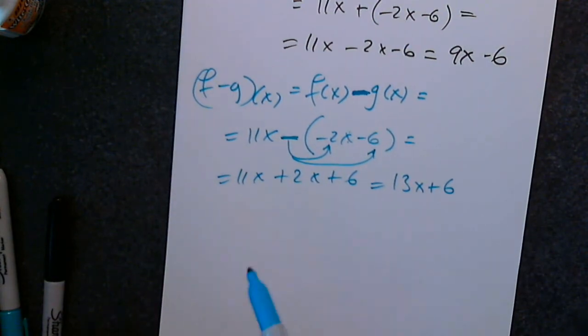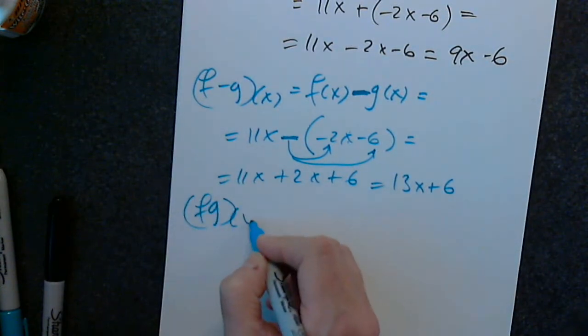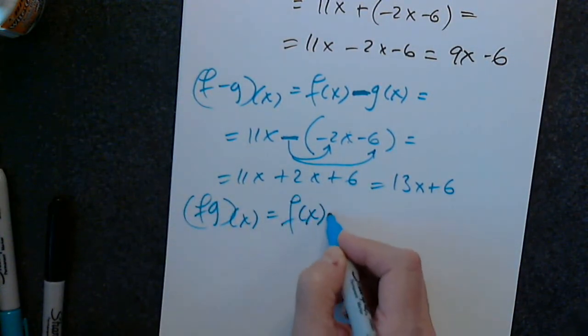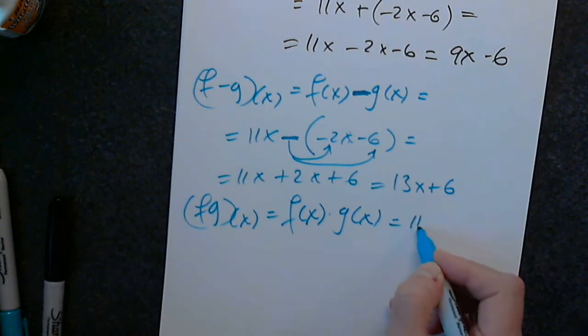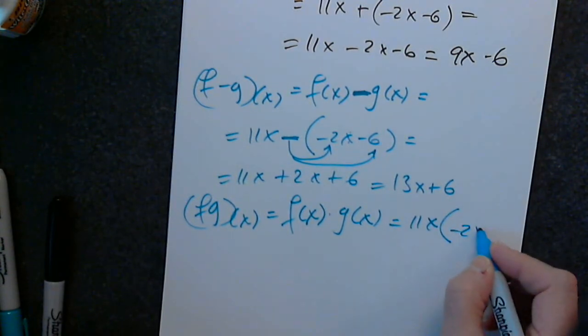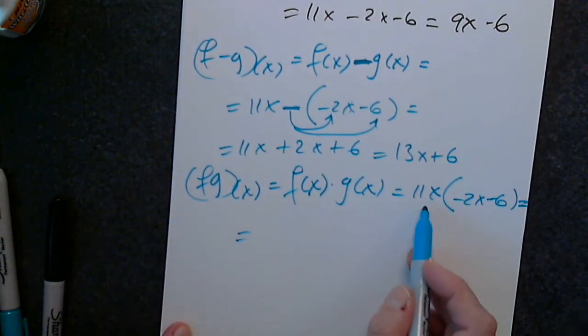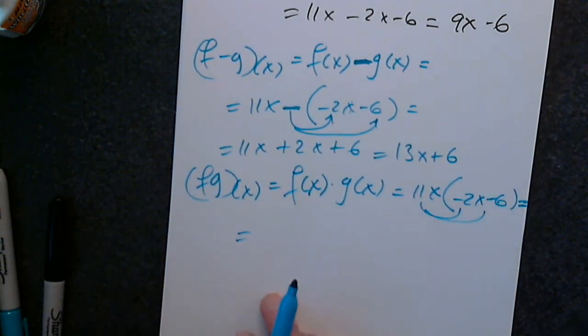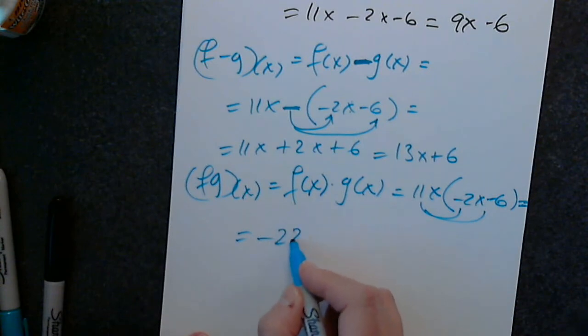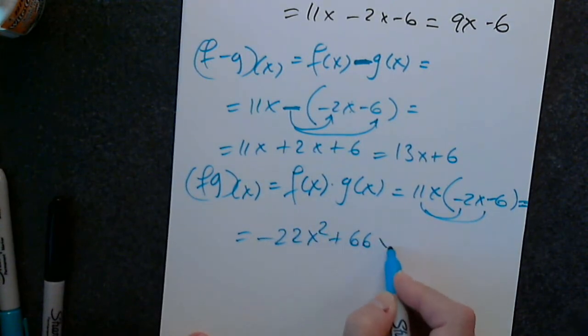Clear? Okay. So then fg, I write the definition so I don't make an error. I have 11x and in parentheses negative 2x minus 6. And now I have to distribute because it's multiplication. So I have negative 22x squared and plus 66x. Not plus, but minus, sorry.